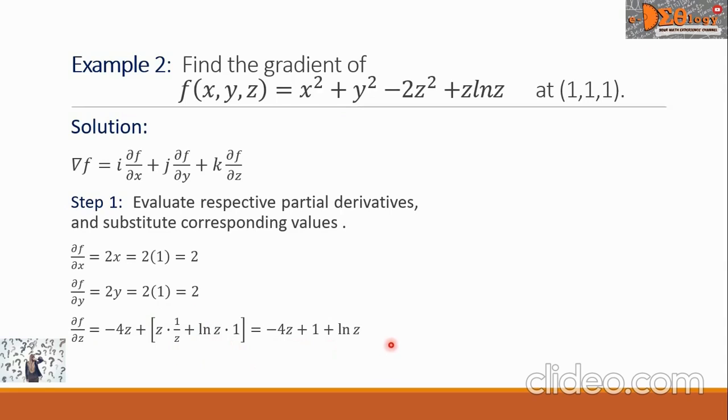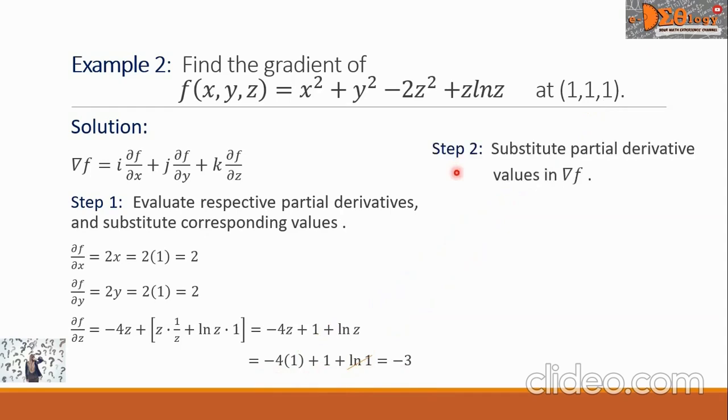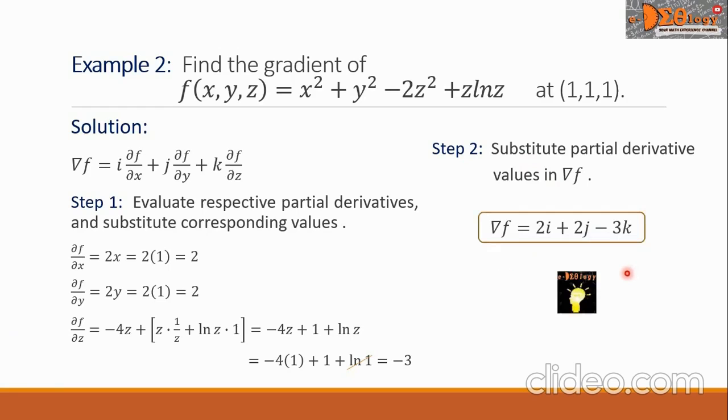Let us now substitute the value for z. Negative 4 times 1 plus 1 plus ln 1. This ln 1 here is 0, so we can cancel this out. Negative 4 times 1 is negative 4, plus 1 will give us negative 3. For step 2, let us substitute partial derivative values in gradient of f. So we have now grad f equals 2i plus 2j minus 3k. This is now the final answer.